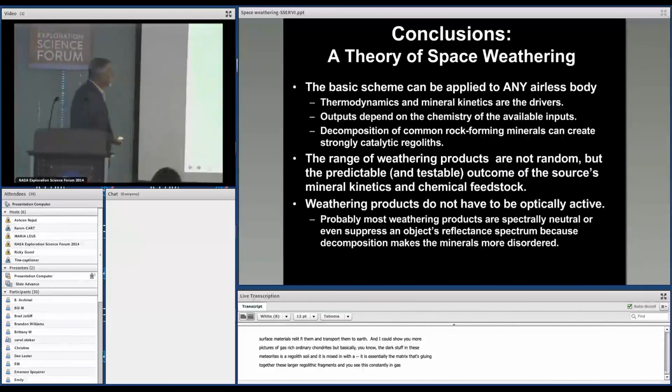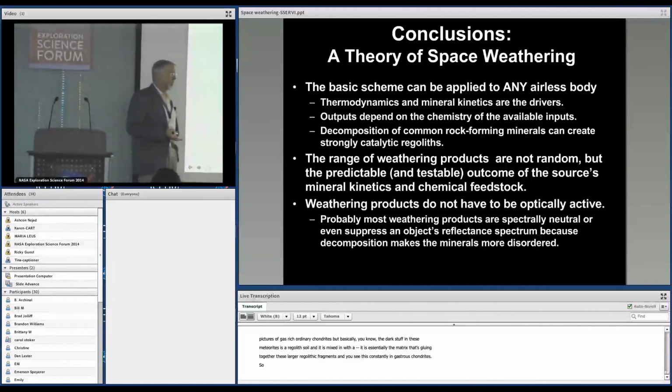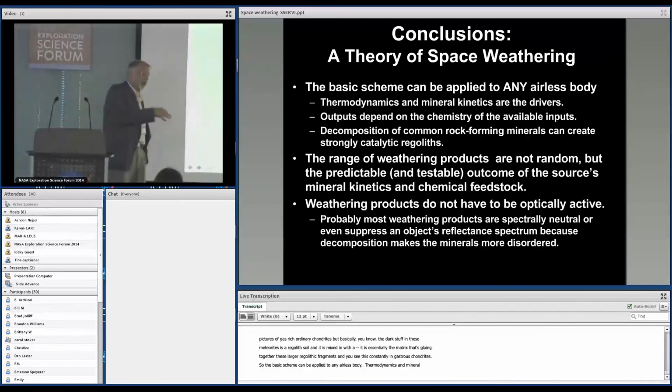So, the basic scheme can be applied to any airless body. Thermodynamics and mineral kinetics are what drive weathering. The outputs depend on the chemistry of the available inputs. Decomposition, in this sense, of common minerals can create strongly catalytic regoliths. And the range of weathering products are not going to be random. They're a predictable and testable outcome of the source's mineral kinetics and chemical feedstock.